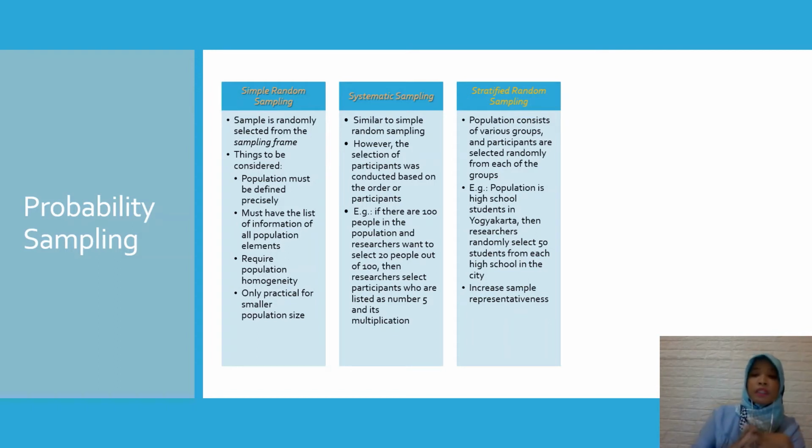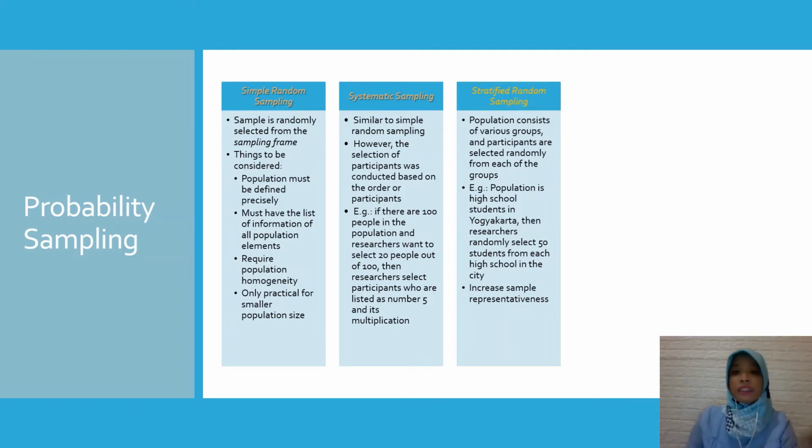For example, if our population is high school students in Yogyakarta, then we will randomly select 50 students from each high school in the city, from SMA 1 until SMA 11. So there are 11 high schools, public high schools for example, and we will randomly select 50 students from each SMA, from each high school.